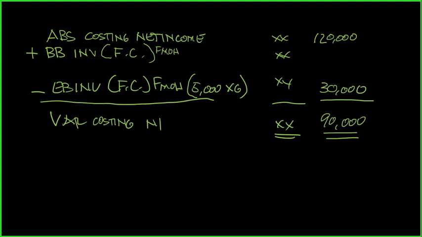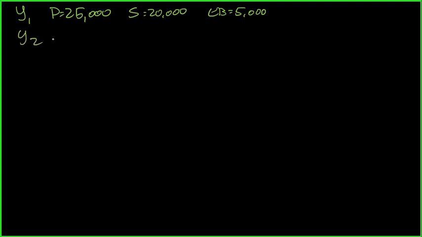Okay. Next, let's have another example. What if we have the same problem, but this time, the sales is 30,000 units. Okay. So, in the earlier problem, in year 1, let me write it down. In year 1, you were able to produce 25,000 units, and you were able to sell 20,000 units. So, your ending balance is 5,000 because you don't have any beginning inventories.